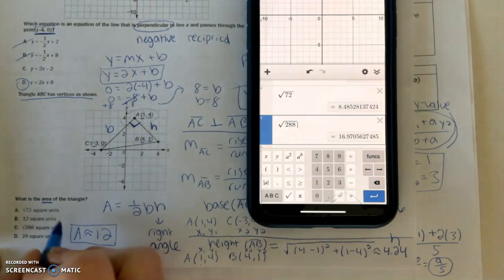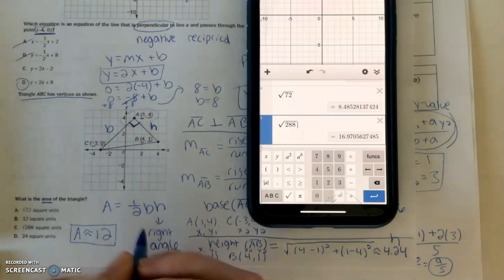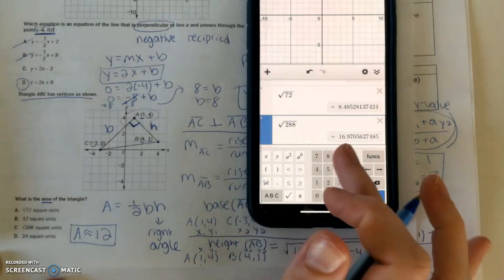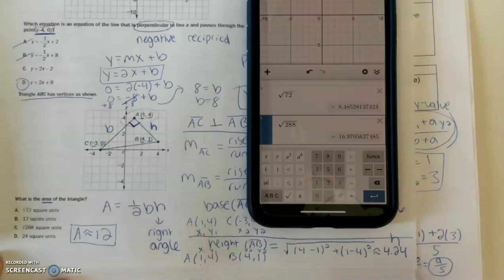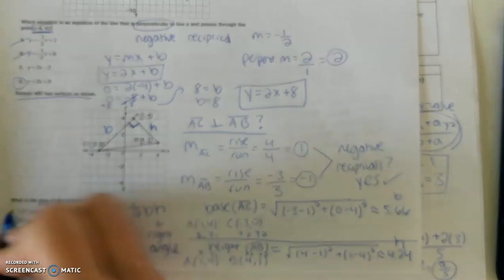I went ahead and checked to see what the square root is. Looking at this, I checked to make sure the square root of 72 and the square root of 288 were not 12. So I put in the square root of 72 and I got 8.4, and then the square root of 288 I put in and I got 16.97. So our answer here is B.